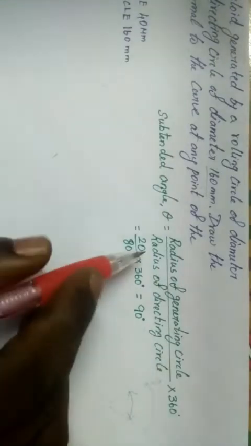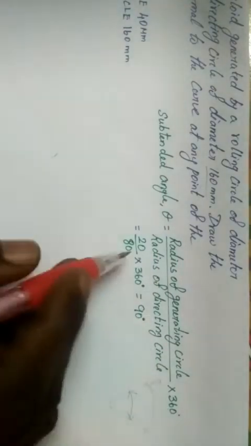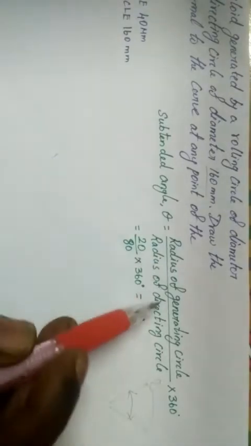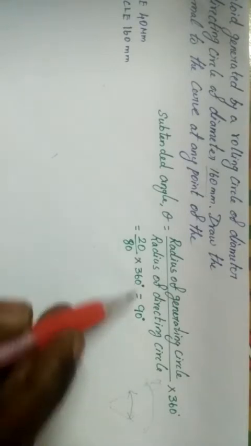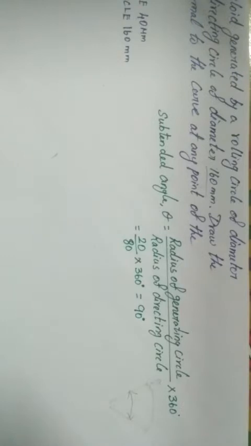So this is the formula: radius of generating circle divided by radius of directing circle, into 360 degree. We know the diameter of the rolling circle is 40 mm, so we take the radius as 20, and the radius of the directing circle is 80, into 360. Putting this in, we get 90 degree. So this is the subtended angle of the rolling circle.